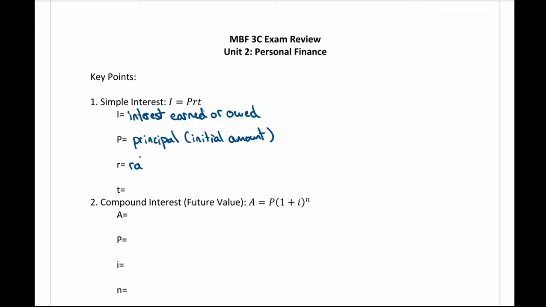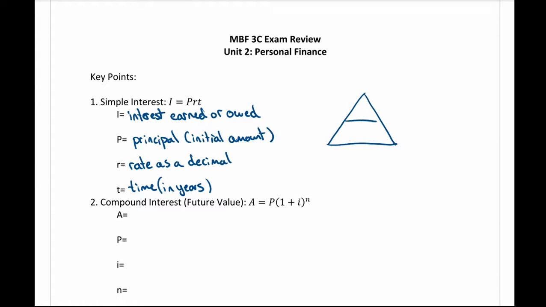R is the rate as a decimal. And T is the time in years. So that was our formula and what the variables represented. We also talked about using a magic triangle to help us determine what equations to use to find the other variables. So for example, this equation over here is solving for I.